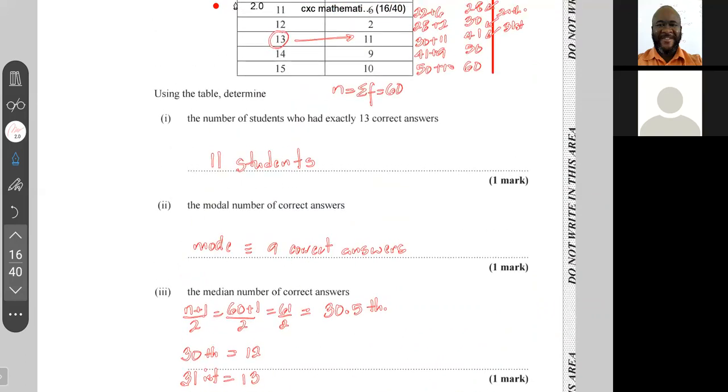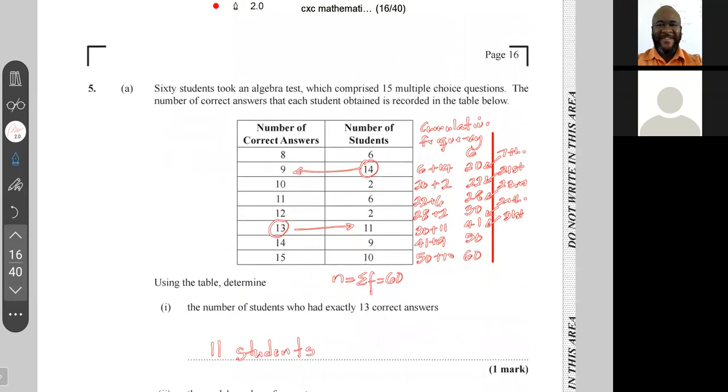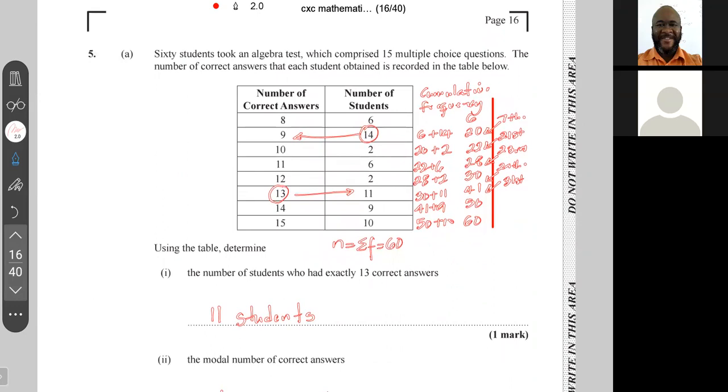So if you have ungrouped frequency distribution and you're asked to find the median, that is the procedure you'd have to take.